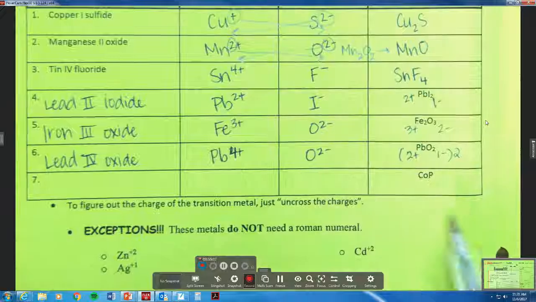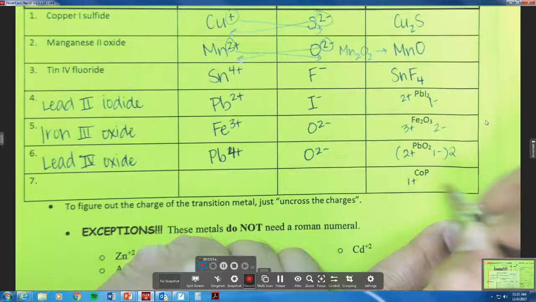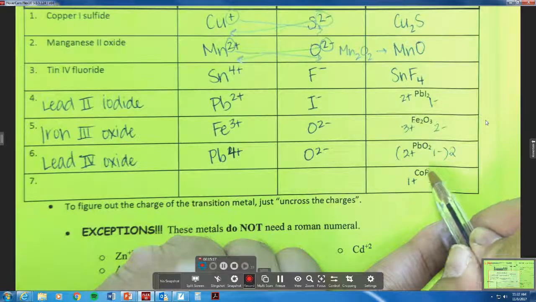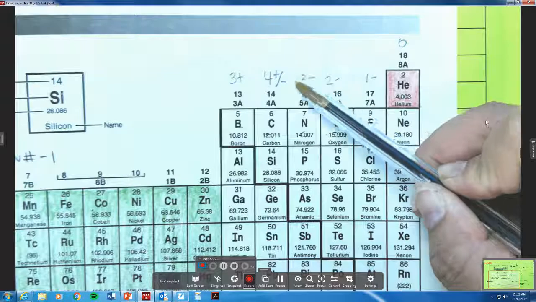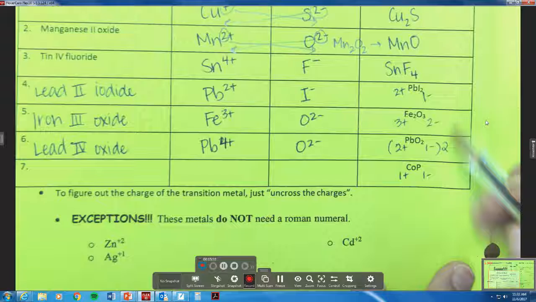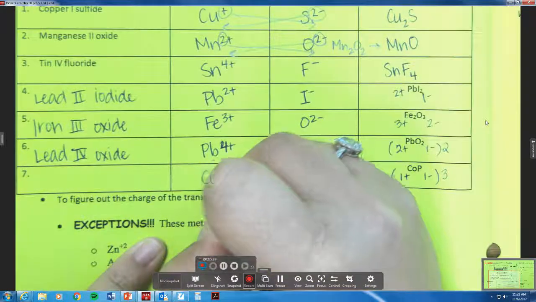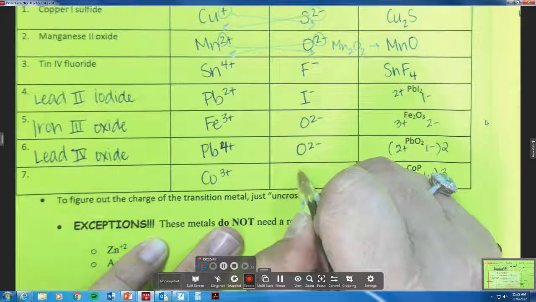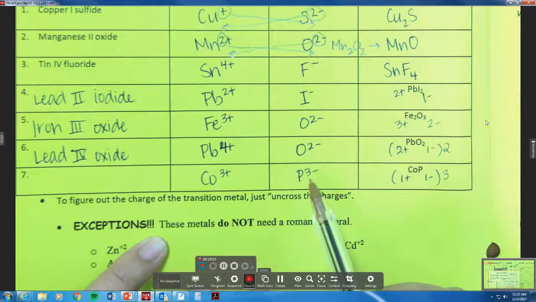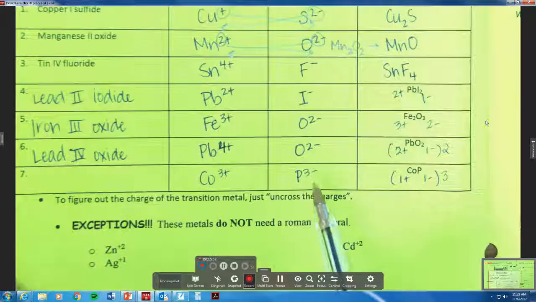And then the last one, we have cobalt and phosphorus. According to our subscripts, this is a positive one and this is a negative one. Is phosphorus really a negative one? Let's take a look. Our anion, phosphorus, is in group 5A, so it actually has a charge of -3. So how can we make this statement true? We're going to have to multiply by 3, which makes cobalt a charge of +3, and phosphorus a charge of -3. Again, is phosphorus really a -3 charge? The answer is yes, because we know that from our periodic table.